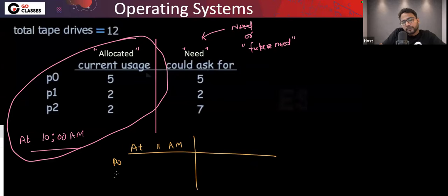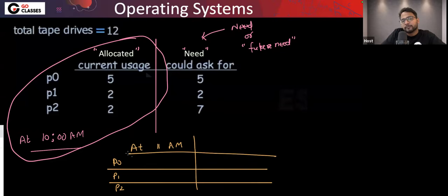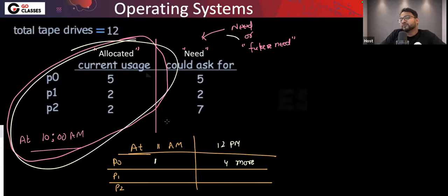P0, P1, P2. P0 may ask for, I'm just writing may ask for, at 11 a.m. or after 1 hour, one more resource. Is it possible to ask for one more resource at 11 a.m.? Yes. P1 in future can ask for a total of 5, but at 11 a.m. may ask for just one, and then at 12 p.m. may ask for 4 more. You should understand the meaning of this table. This is currently allocated, and this is the future need.